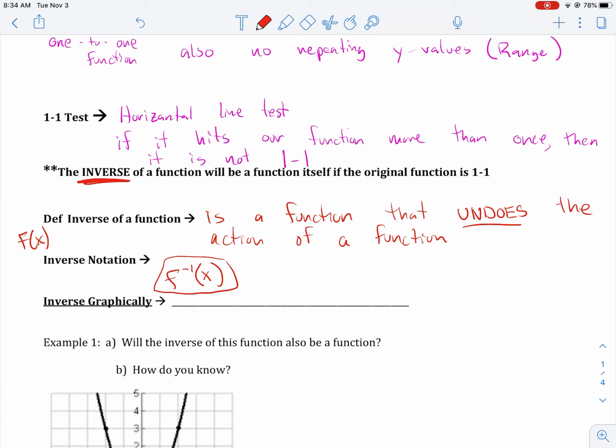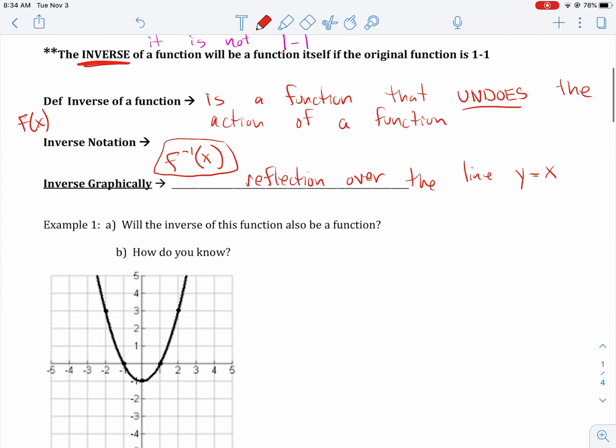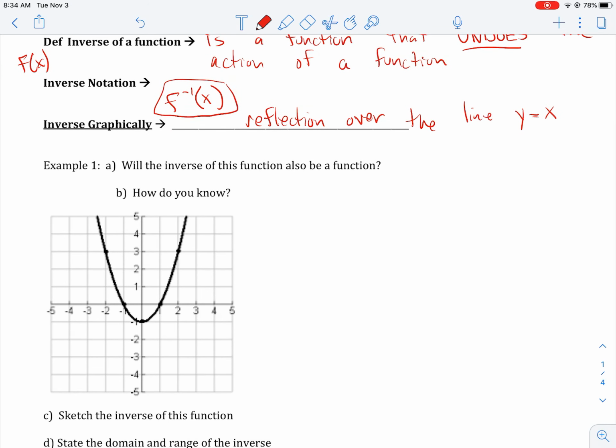If we're looking at the inverse of a particular function graphically, what it looks like is a reflection over the line y equals x. So if we were to graph a function and then graph its inverse, you would have a reflection of that original function over this line right here, y equals x. Let me give a couple examples.